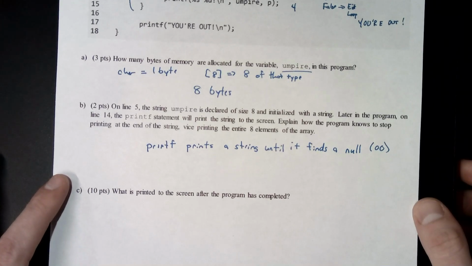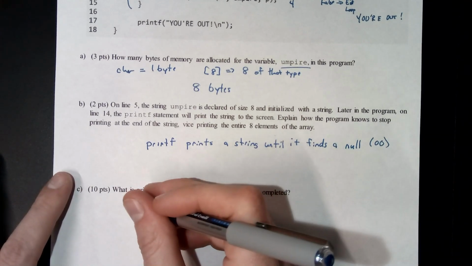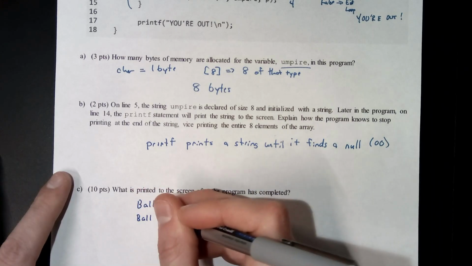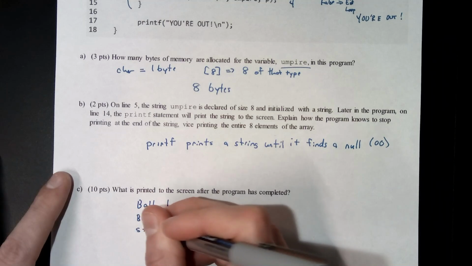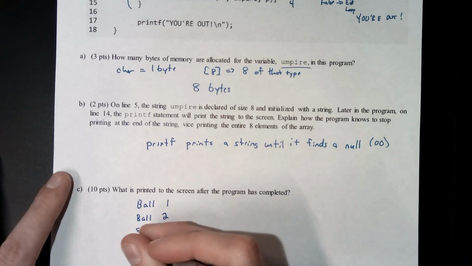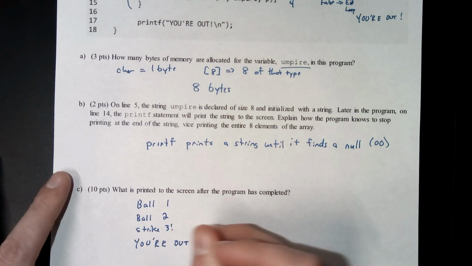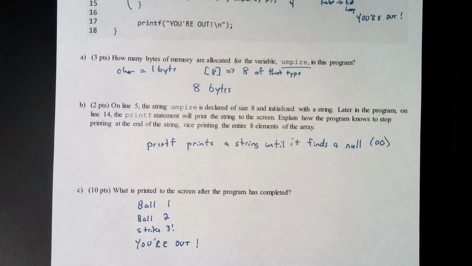So now that we have that, we just copy that down to here. So ball 1, ball 2, strike 3, exclamation point, and then you're out, exclamation point. And that's it. So really just looking through the loop, understanding the updates that are happening each time around, and keeping track of what all those variables are.